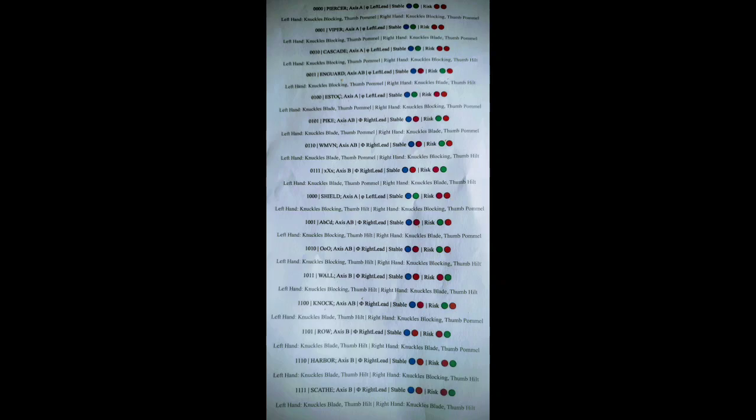Let's contrast the extremes to make it concrete. Piercer is 0000. That's the baseline. The absolute baseline. Knuckles blocking, thumb pommel on both hands. It's compact, it's defensive. And it gives you that AxisBias A LeftLead mode. Right. Now flip every single one of those inputs. You get scathe, 1111. The maximum configuration. Total commitment. Knuckles blade, thumb hilt on both hands. Now you're in the aggressive AxisBias B RightLead mode.